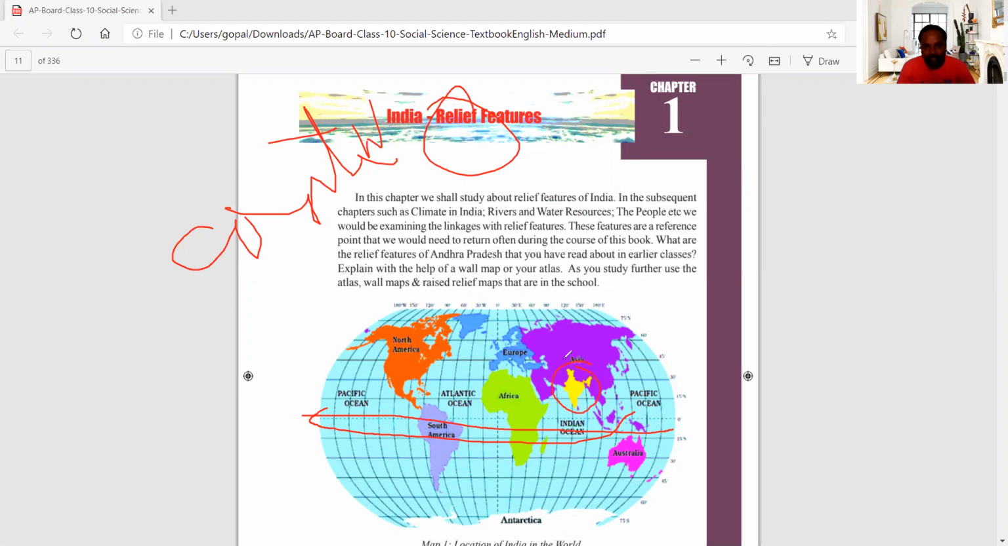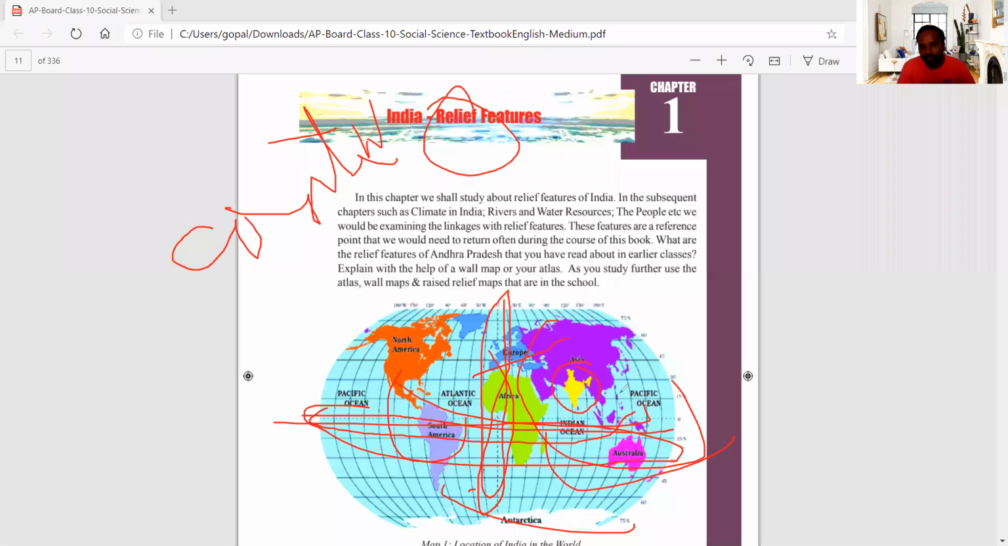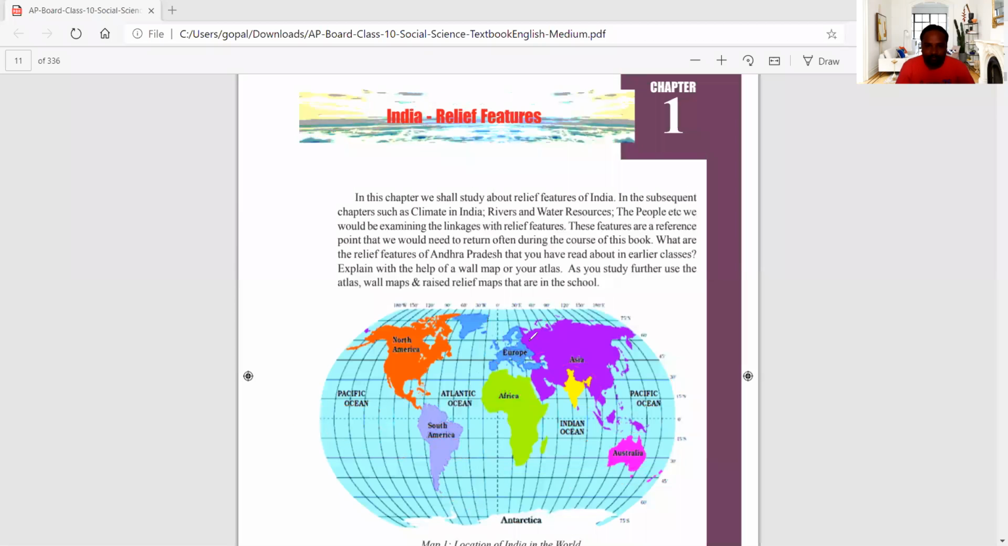Northern hemisphere means, so we have Greenwich here, we can see Greenwich, and this is the equator. Next, India is present in the east side of the earth. So this is the northern hemisphere, southern hemisphere. Next, western hemisphere, eastern hemisphere. Of course we can tell this as the eastern hemisphere. So this is about the Indian location.